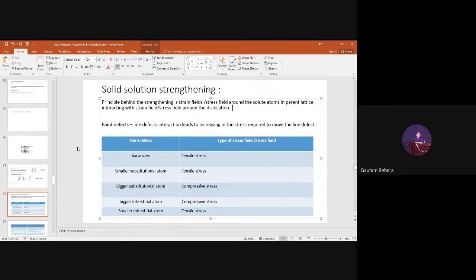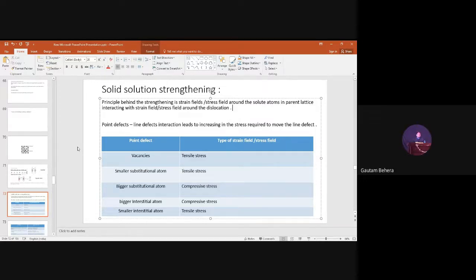Compressive. Why compressive? Smaller, to maintain that equilibrium distance, they have to repel something. Do you think it is repel? The answer we are talking about is right, but the justification is not right. Sir, there is one extra atom present. My question was, if you have a very small interstitial atom and the size of the void is bigger, which kind of field will be there around the interstitial atom? Tensile field or compression field? Tensile field. Obviously tensile field.